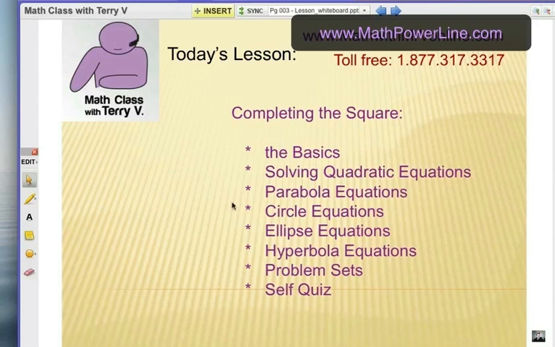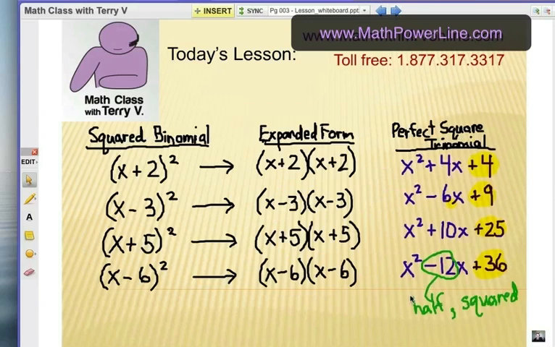We're at a self-quiz. This is going to be self-quiz number 1. We've been going through the process of completing the square, which, just a very quick reminder review, is trying to find the third term of a trinomial so that it can be factored as a squared binomial.